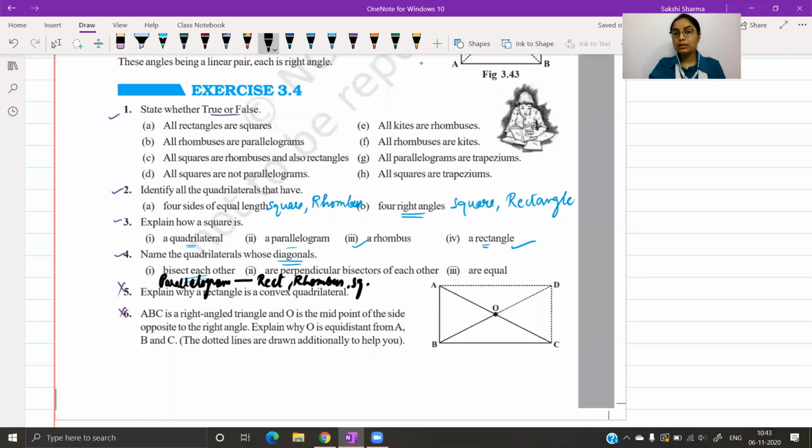Then second part, diagonals are perpendicular bisectors. A 90 degree angle is formed when the diagonals intersect. Rhombus. Square. Yes. Rhombus and square. And then finally the quadrilaterals in which diagonals are equal.